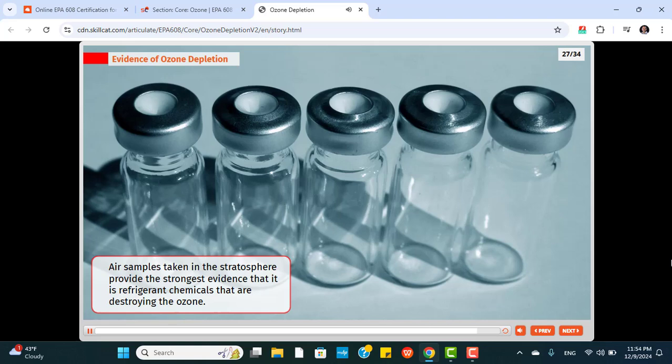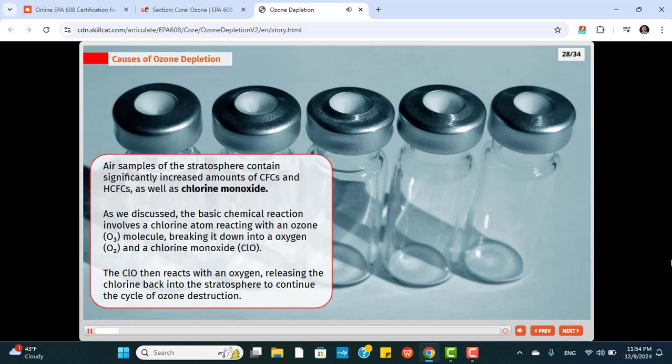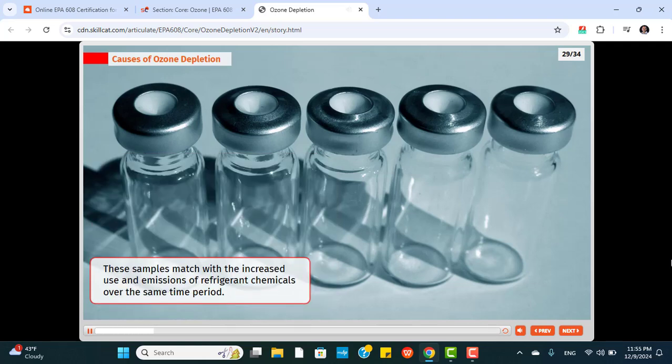Air samples of the stratosphere contain significantly increased amounts of CFCs and HCFCs, as well as chlorine monoxide. As we discussed, the basic chemical reaction involves a chlorine atom reacting with an ozone molecule, breaking it down into an oxygen and a chlorine monoxide. The ClO then reacts with an oxygen, releasing the chlorine back into the stratosphere to continue the cycle of ozone destruction. These samples match with the increased use and emissions of refrigerant chemicals over the same time period.